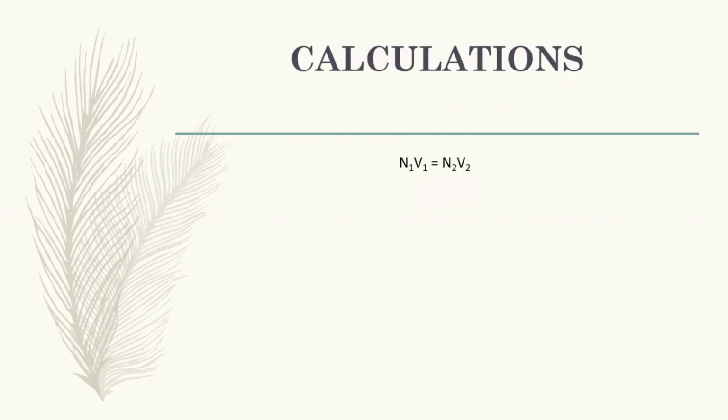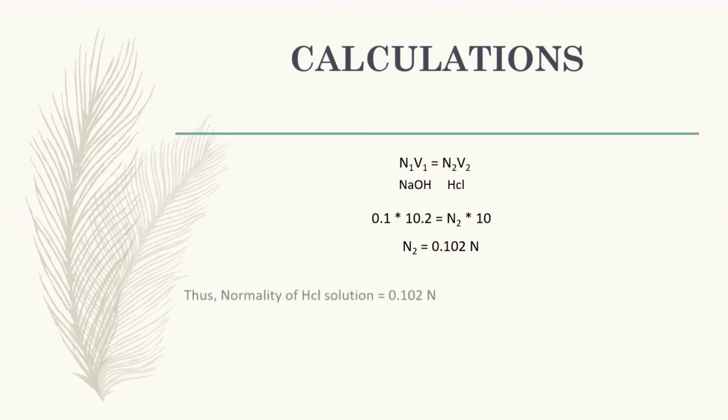Calculations. N1V1 is equal to N2V2, where N1V1 terms stand for NaOH and N2V2 terms stand for HCl. 0.1 into 10.2 is equal to N2 into 10. So the normality of HCl, N2, can be calculated as 0.102 normal. Thus, the normality of the HCl solution is 0.102 normal.